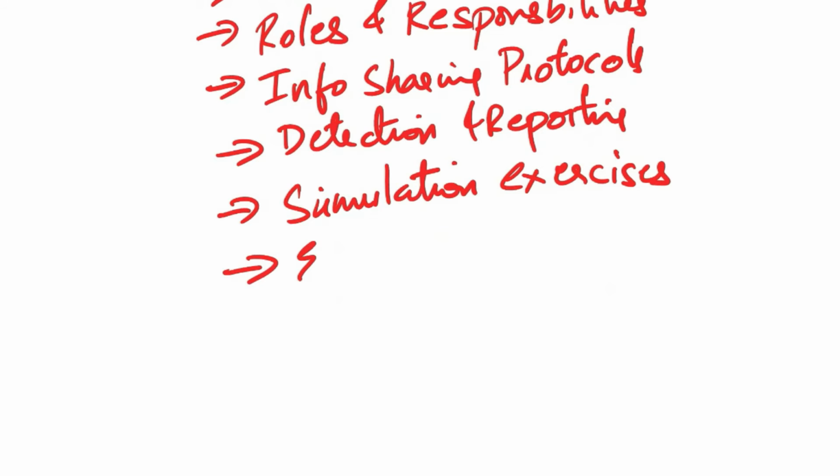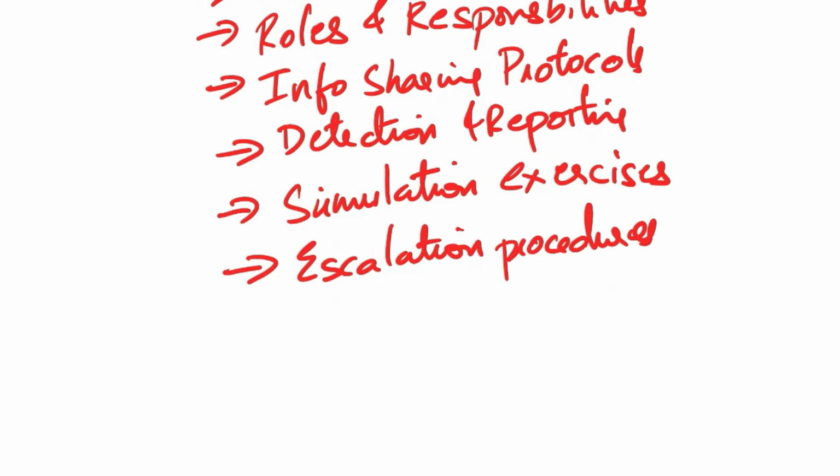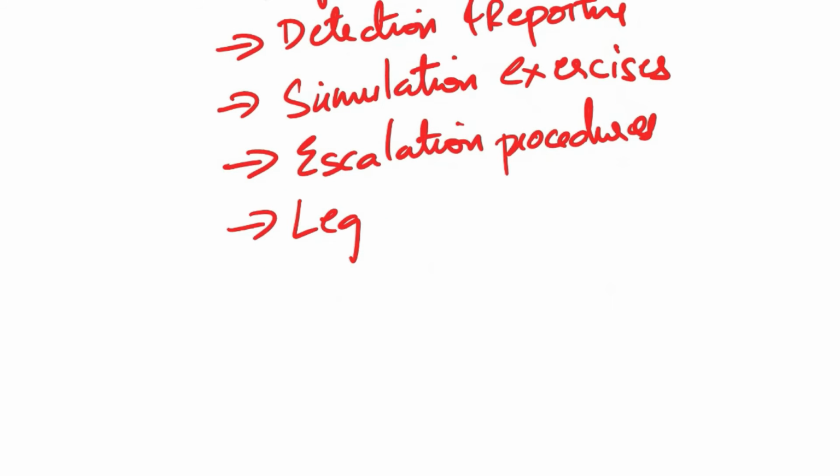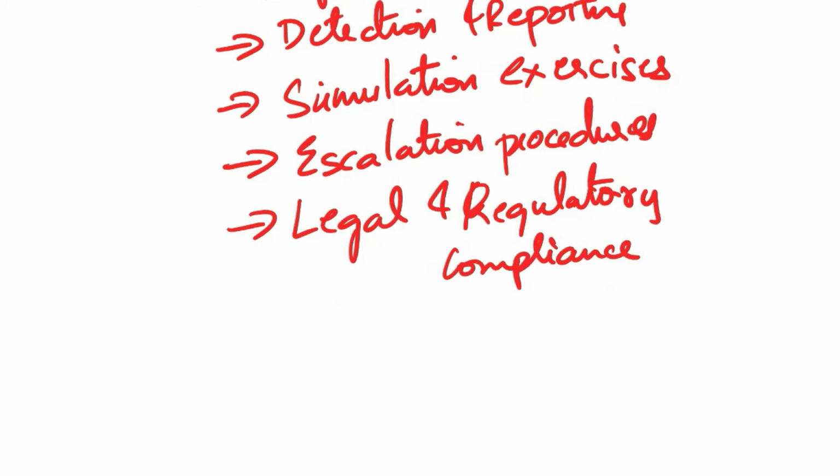Next, define clear escalation procedures for escalating incidents to higher levels of management or authorities if necessary. Ensure that these procedures are understood and agreed upon by all parties involved. Next, legal and regulatory compliance. Ensure that incident response plans comply with legal and regulatory requirements. Consider the specific regulations that may impact incident reporting and response, and incorporate these into the planning process.